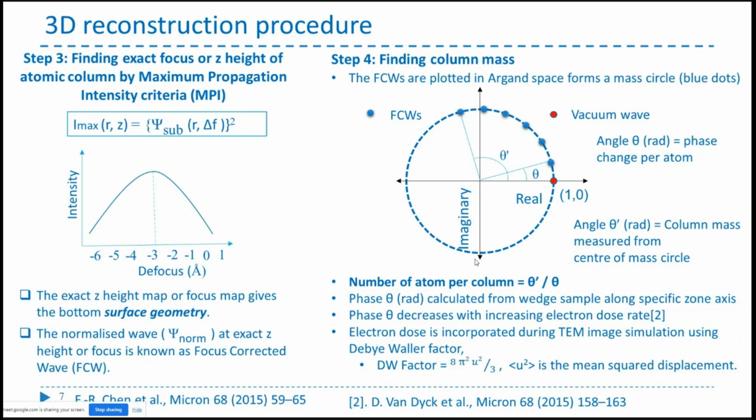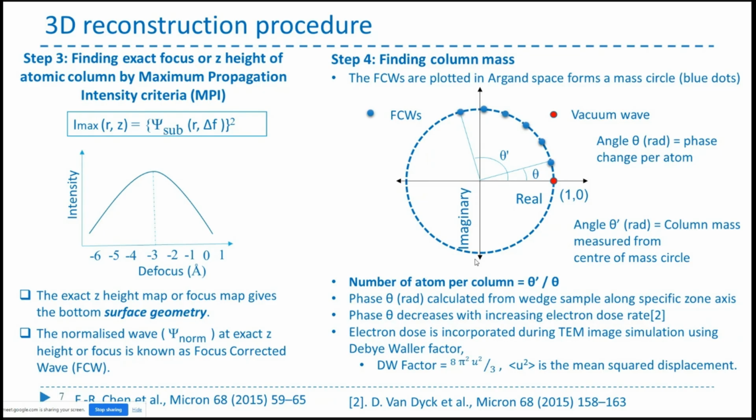But here we have to keep one thing in mind: electron dose rate is very important. We are talking about the phase of the wave, how the phase changes, because the electron is seeing the electrostatic potential multiplied by the thickness. When we calculate this potential, it is called the mean inner potential, or electrostatic potential. For each element you can get an electrostatic potential.